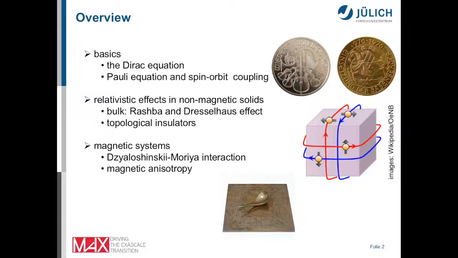Antisymmetric exchange, or Dzyaloshinskii-Moriya interaction, comes from spin-orbit coupling, and the magnetic anisotropy comes from that. Now, you've seen in the last talk that also in a non-relativistic theory you get magnetism, but actually the way this spin enters the non-relativistic equations is rather ad hoc.